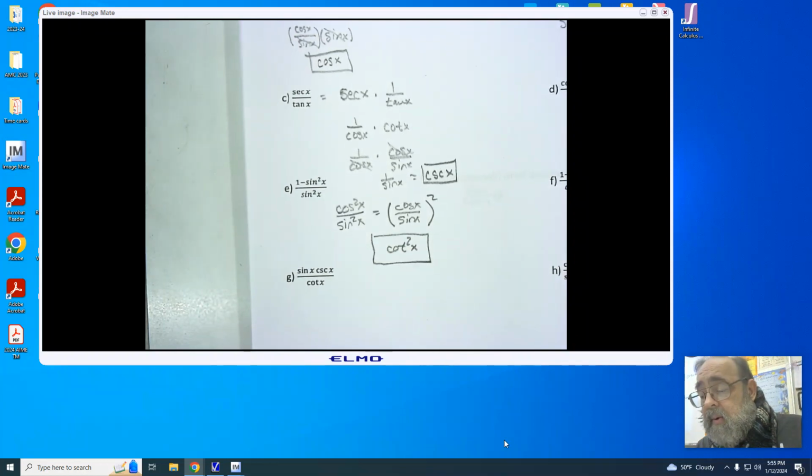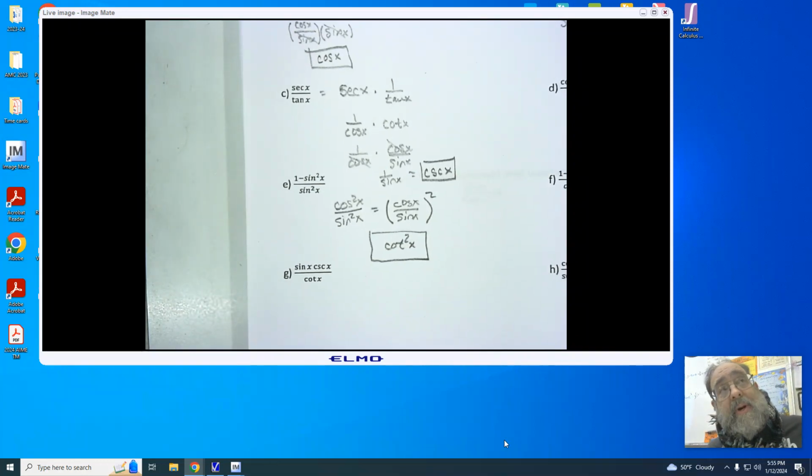Okay. Now, once again, sometimes they'll ask us to put it into terms of a specific function, like into terms of sine or into terms of cosine, possibly even cosecant, secant, tangent, or cotangent. So regardless of what we do get here, if we haven't done what they've asked, we have to keep going.